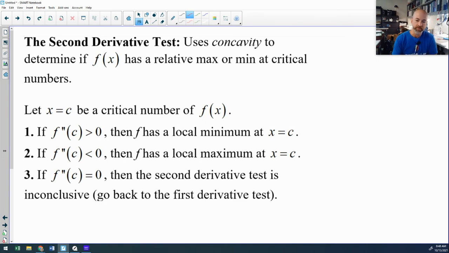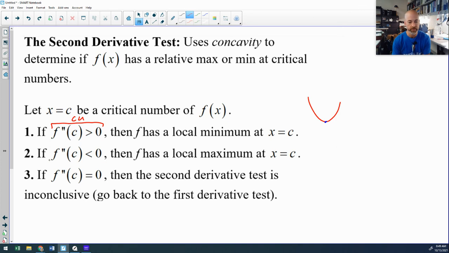So the way the second derivative test works is first you find your critical numbers, just like the first derivative test. Then you plug those critical numbers into your second derivative. So if your second derivative at a critical number is positive, then that means you have a local minimum. And let's think about what that means. We have a critical number and the second derivative is positive. That means we are concave up at the critical number. If you are concave up at a critical number, then that critical number must be at the bottom of that concave up interval. Therefore, the conclusion is local minimum.